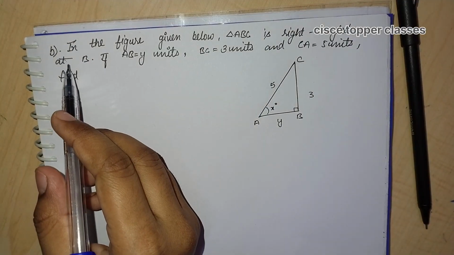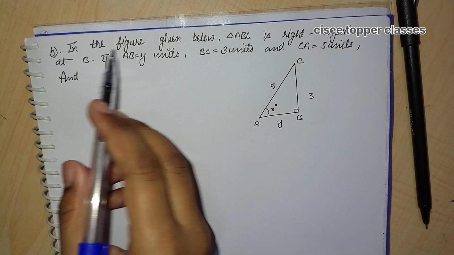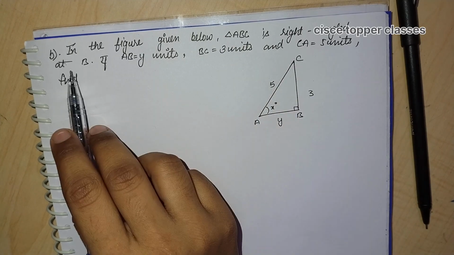Let us solve here. Question number 2, part 2 of the fourth question. In the figure given below, triangle ABC is right angled at B.